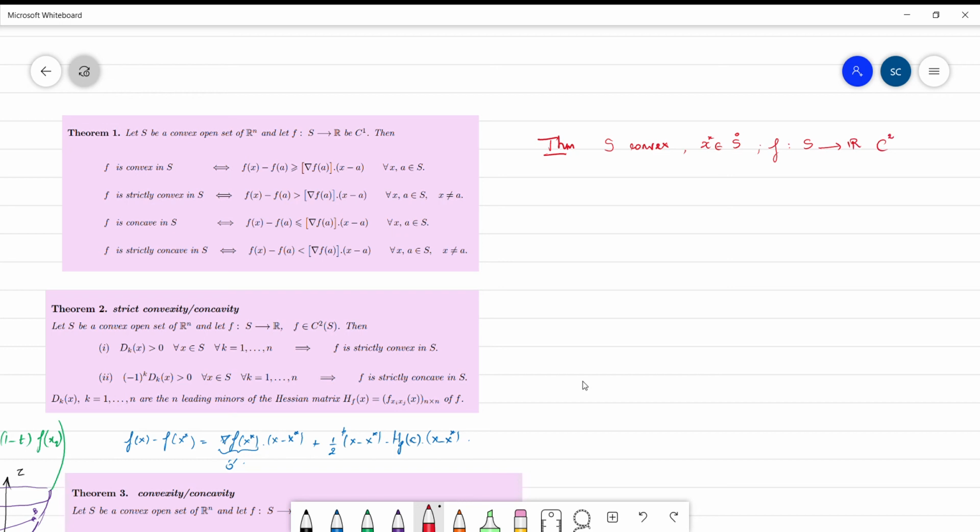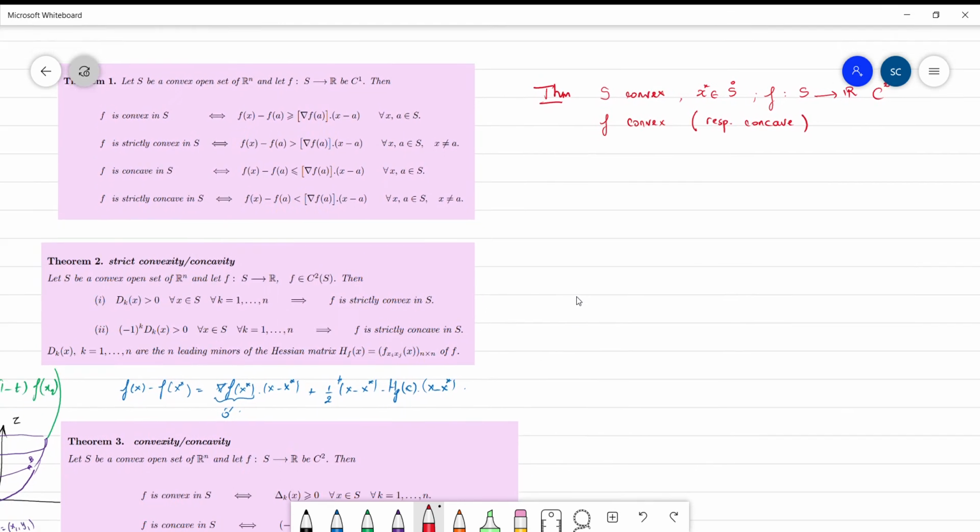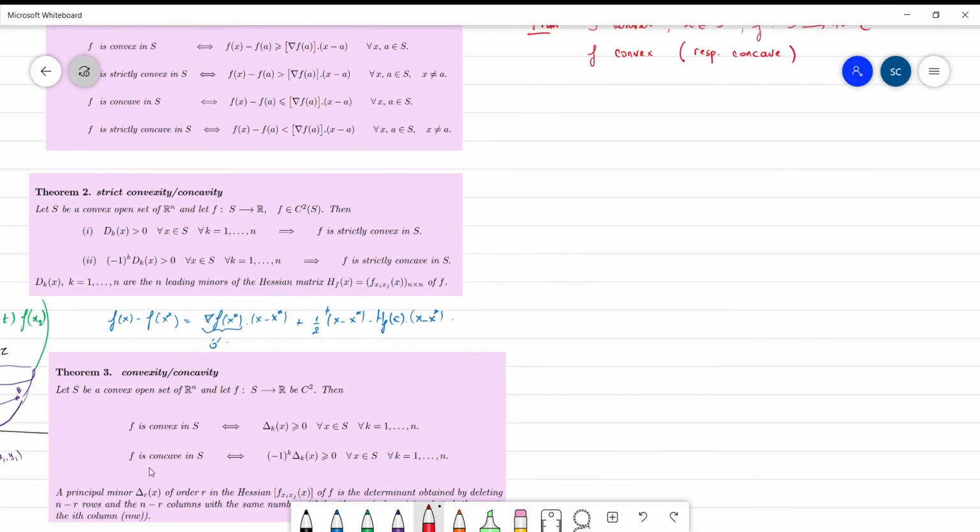Then x star, C2, let's say for example convex, f convex. Let's add the case respectively concave. Okay, so we know each characterization for convex and concave. And for concavity, you need to check the sign of this determinant.